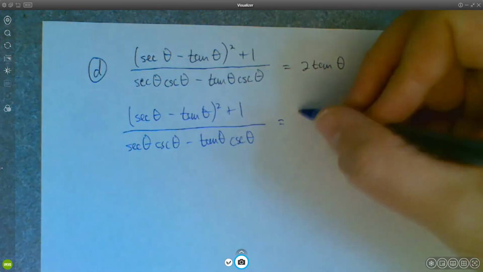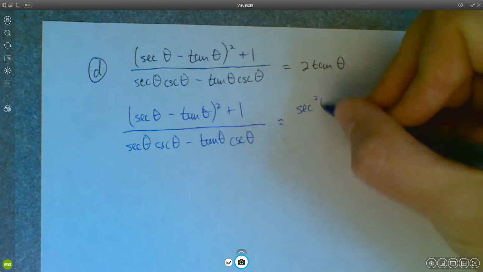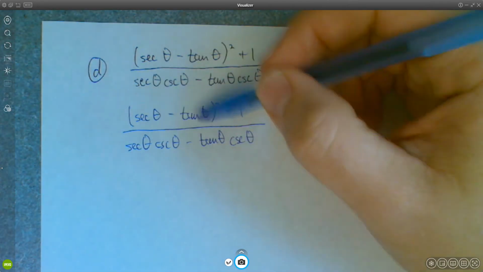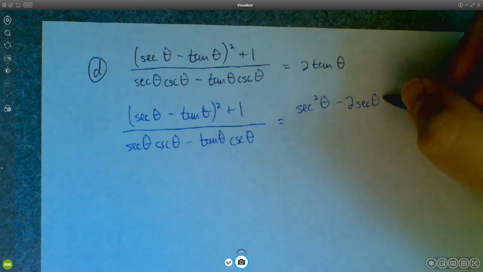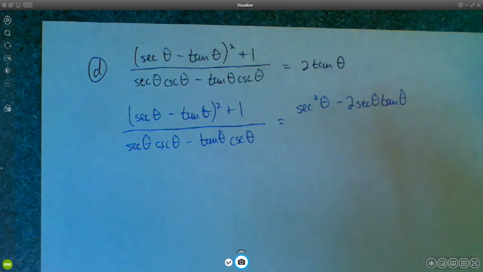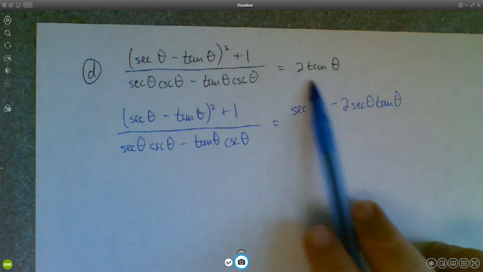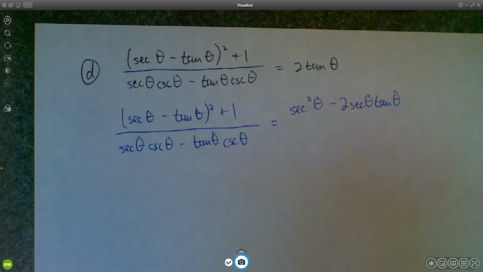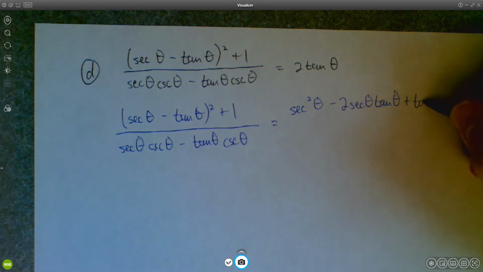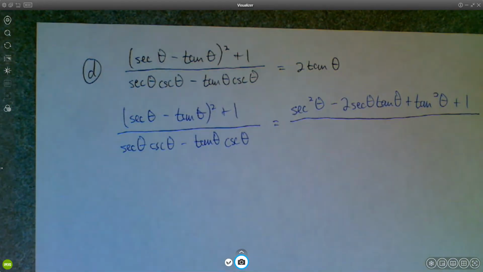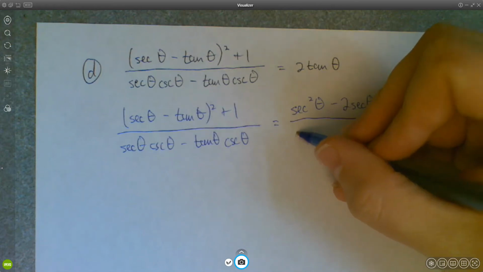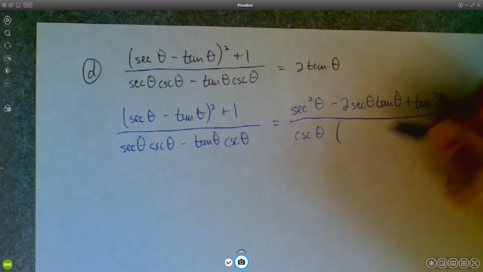So if I FOIL this, I've got secant squared theta, and then I'll have minus 2 secant theta tangent theta. I'm almost certain that's where the 2 tangent theta is going to come from. Maybe I shouldn't be so sure, but and then plus a tangent squared theta, and then plus 1. And then here I'm going to go ahead and factor out that cosecant theta.